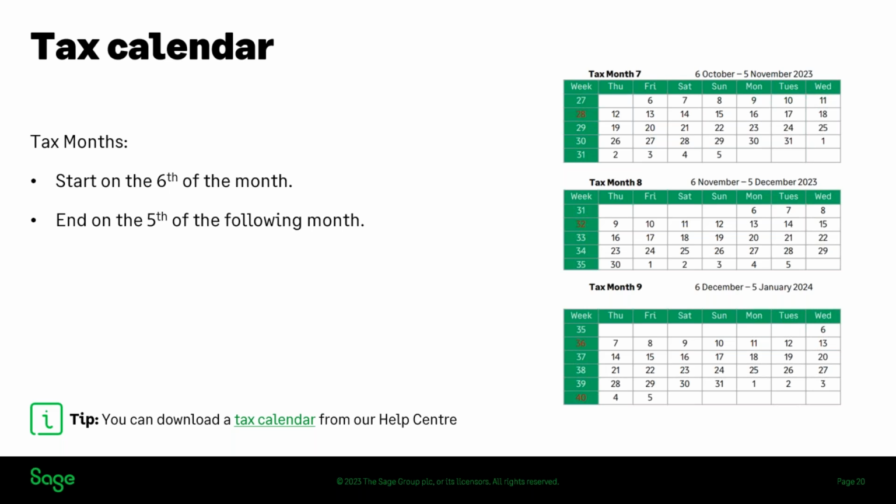But if you pay weekly or fortnightly or even 4 weekly, do have a check at your next pay date. And if it falls on or before the 5th of the next calendar month, you'll need to have completed that before you do your month end. And if you want to download the tax calendar, they are available from our Help Centre.